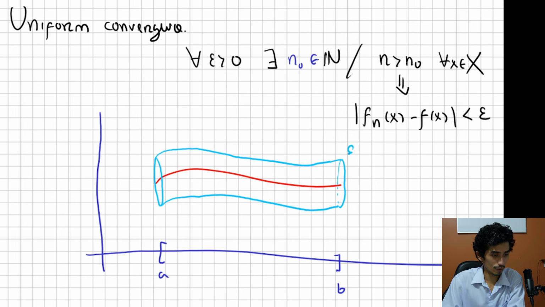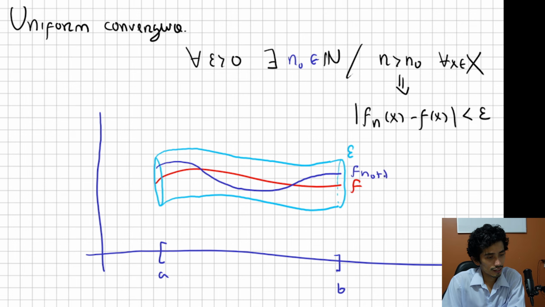Right, so this is our neighborhood that covers the whole function f, and there exists some index starting from which all of the values of the functions will be inside this band. All of them will be here, starting from this, and so on. So this is uniform convergence.